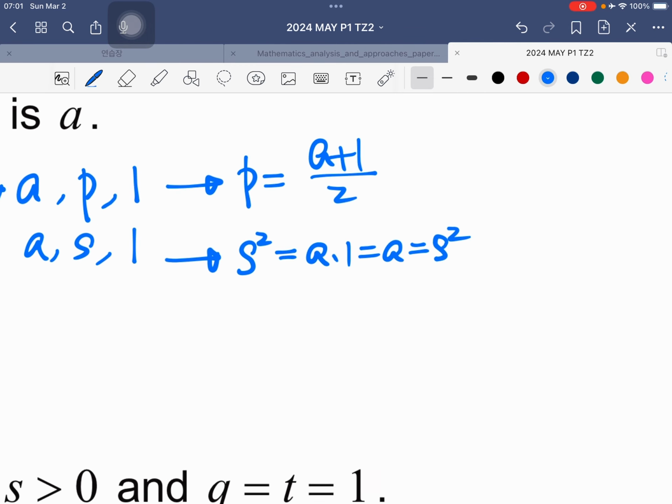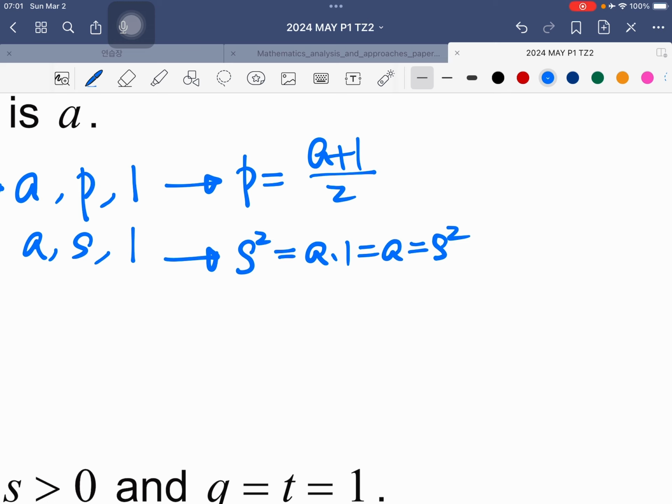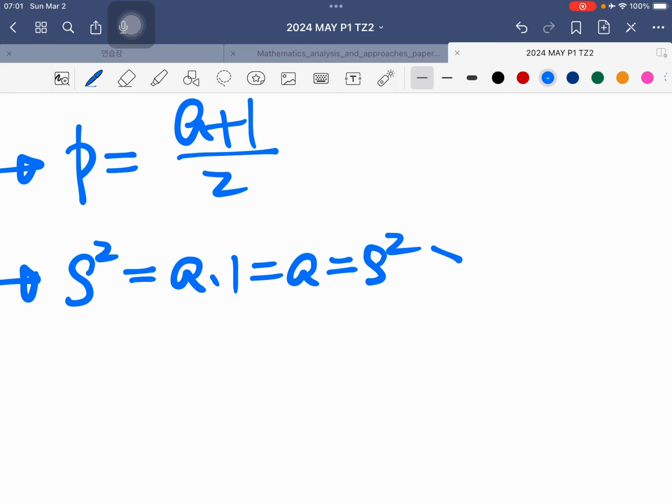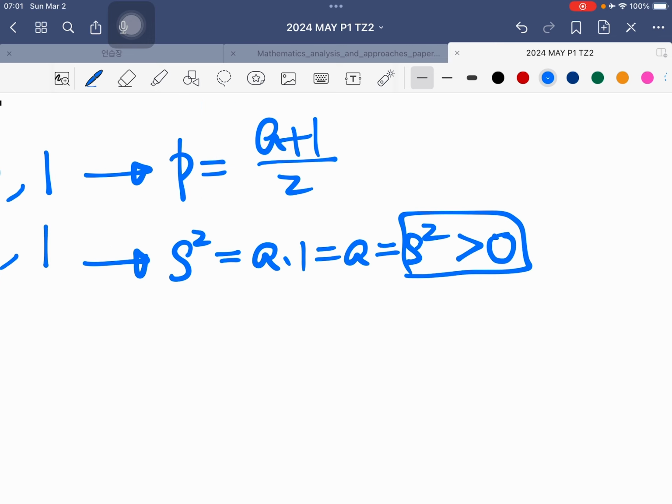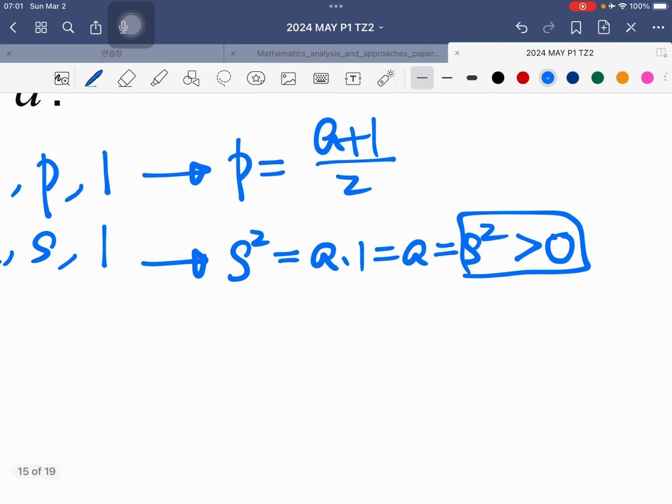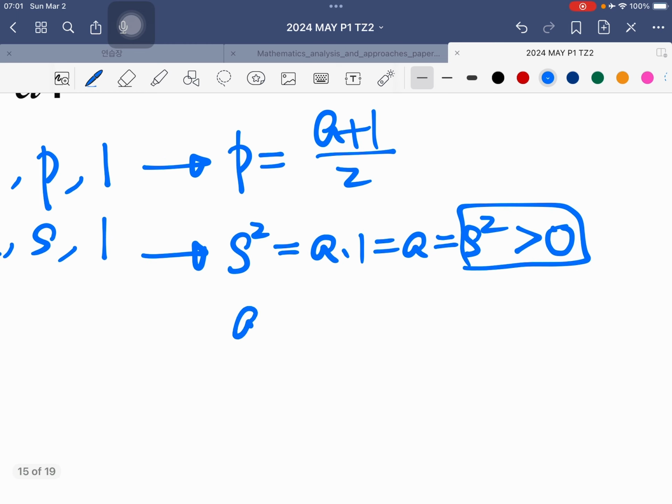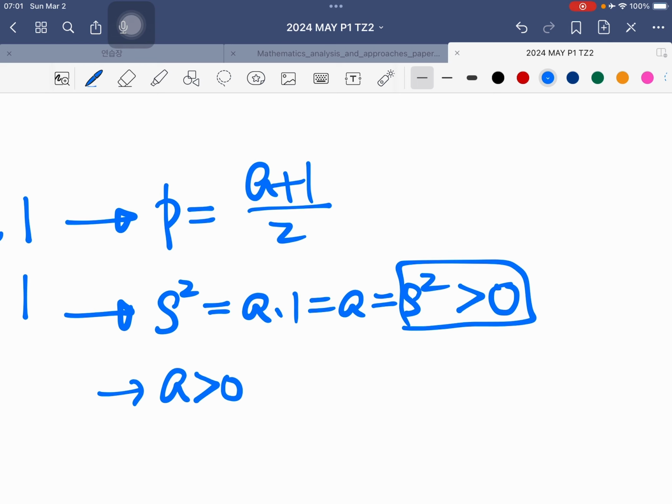S is not 0. So some number not 0 squared is always greater than 0. This is true, right? So S squared is greater than 0, meaning that A is also greater than 0. This is true, meaning that we get A from here.